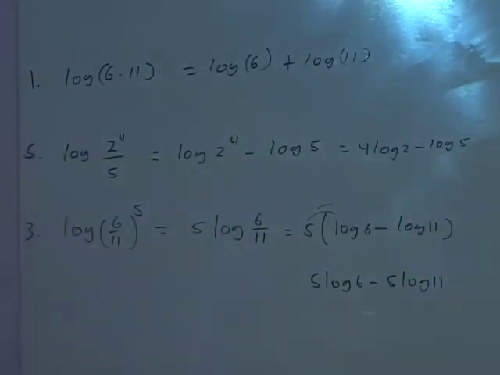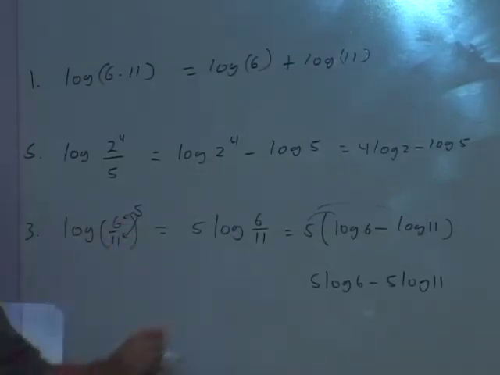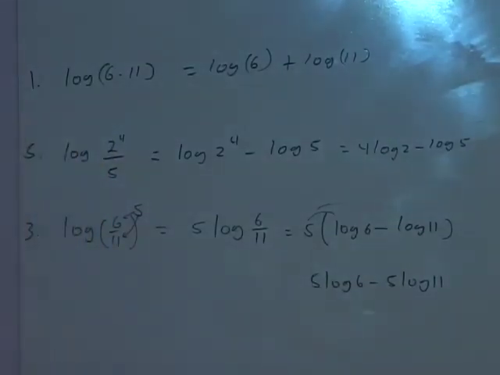And no, that's not the only way to do it. An alternative method would be to apply the 5 to both pieces, so that here you could then just write the log with 5 out front. Doesn't matter. Six of one, half a dozen of the other, if you will.